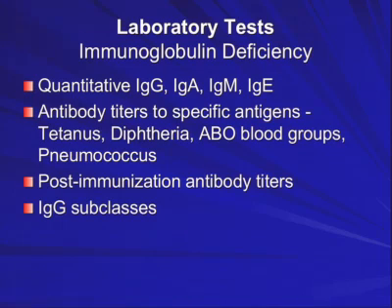Now, for the lab tests for immunoglobulin deficiency, you can measure the immunoglobulins, you can measure antibody titers to immunogens or ABO blood groups, and then you can measure antibody titers post-immunization. And I would commit somebody to IVIG only if their post-immunization antibody titer was low.